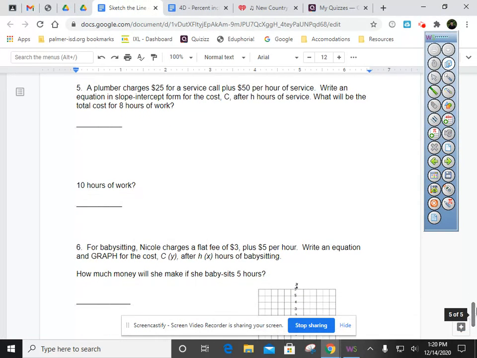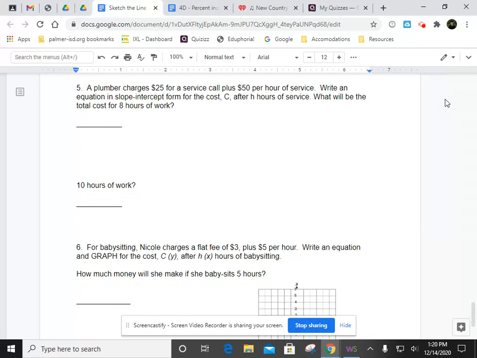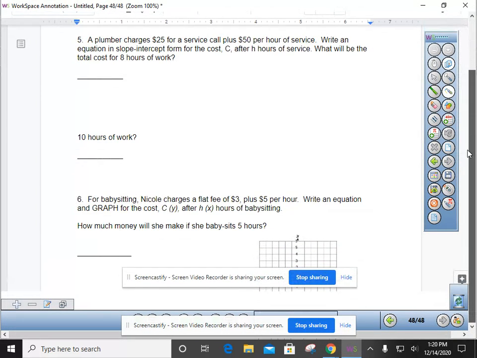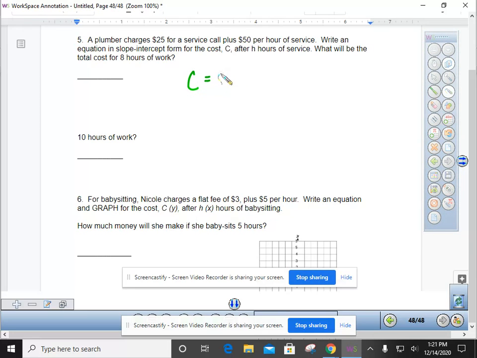Good. Number 5, a plumber charges $25 for a service call plus $50 per hour of service. Write an equation in slope-intercept form for the cost C after H hours of service. What will be the cost for 8 hours of work? What will be the cost for 10 hours of work? So it's going to be C or Y equals what? 50H plus 25. Good job. Where does the 8 go if we're doing 8 hours of work? Where the H is. Good.